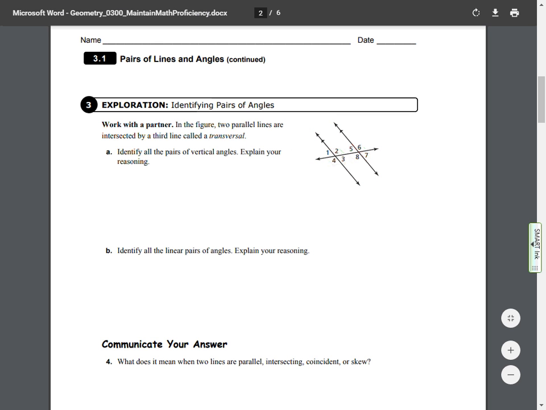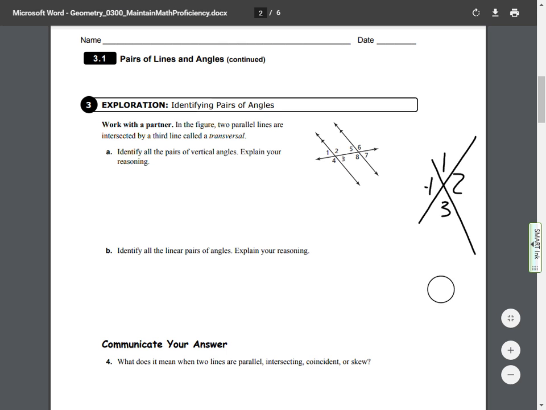So, identify all pairs of vertical angles and explain your reasoning. Remember, vertical angles. Vertical angles are across the x. So, in my little figure here, 1 and 3 are vertical angles, 4 and 2 are vertical angles. They're across the x.